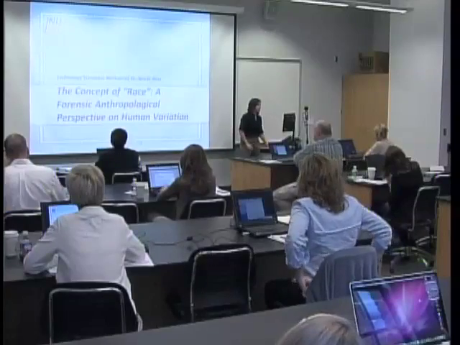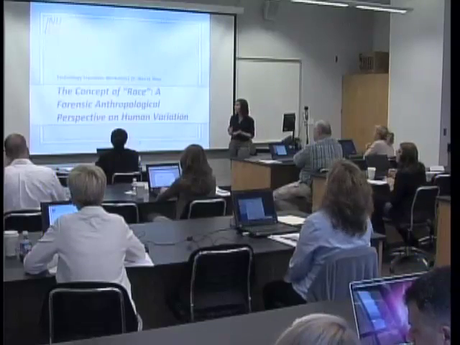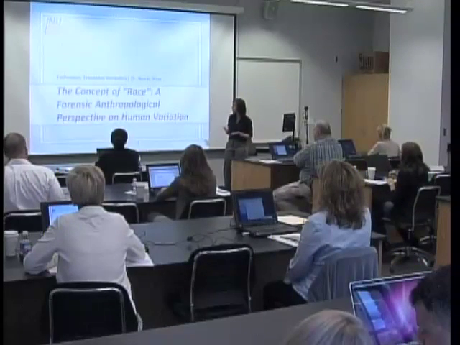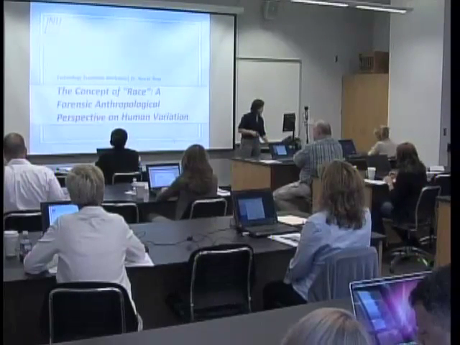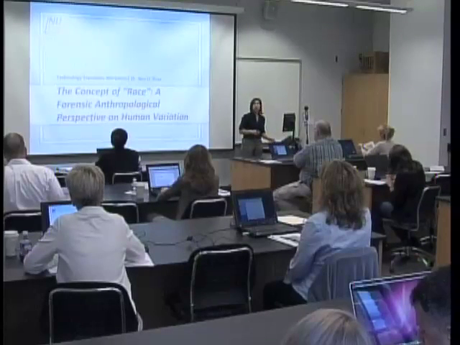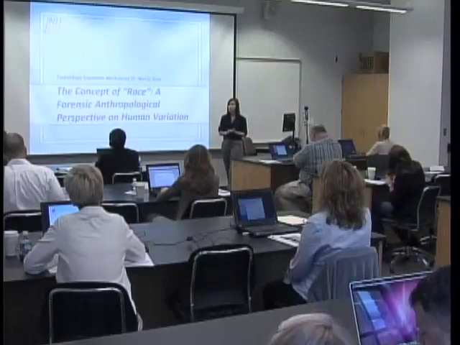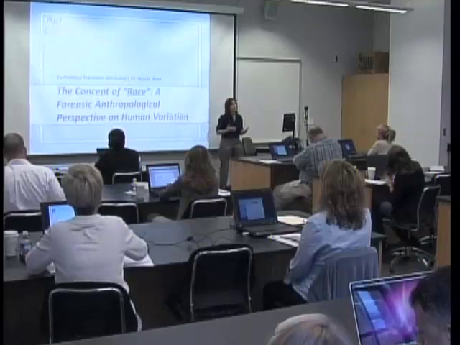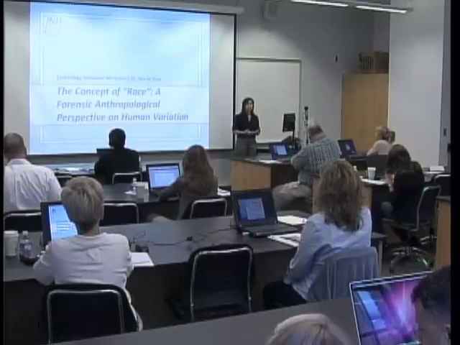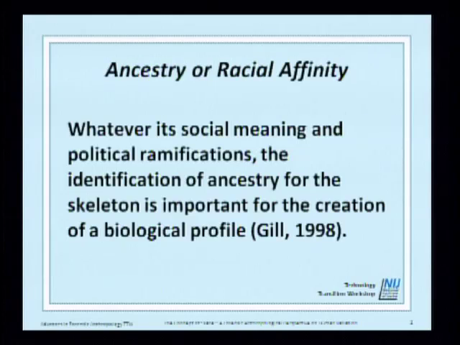I guess the first thing we should talk about is the concept of race, and I'm going to talk about it from a forensic anthropological perspective. And that really means there's been a lot of debate in anthropology about race and the concept of race, and should we be assessing race or ancestry, as we call it now. I just put up this, something that was said by Gill in 1998 about ancestry or racial affinity.